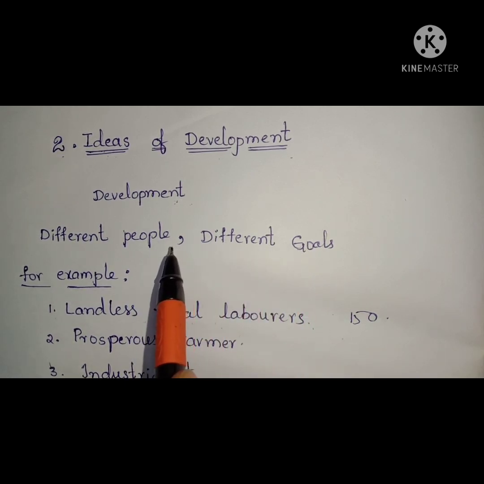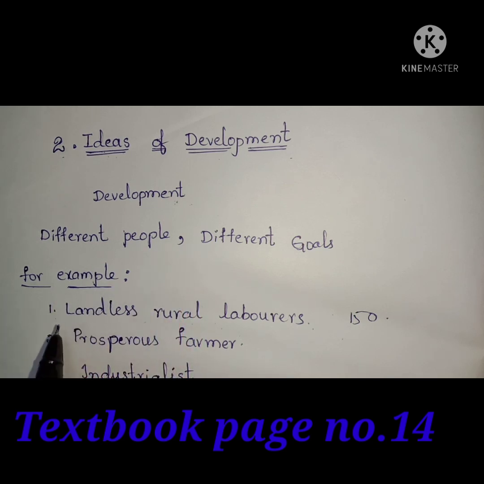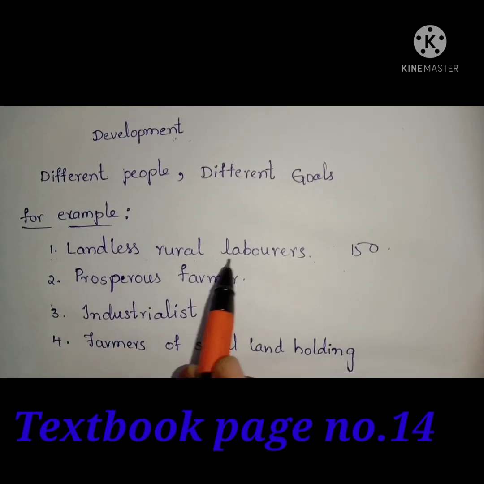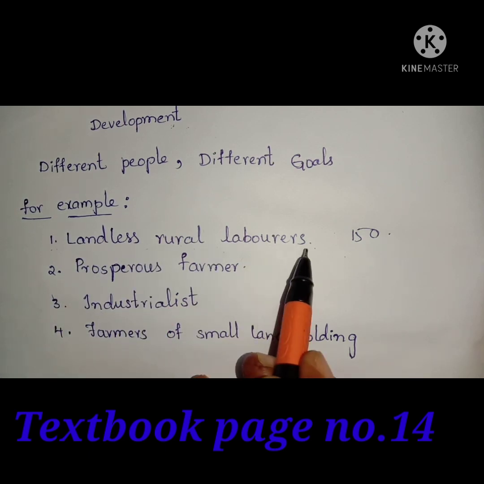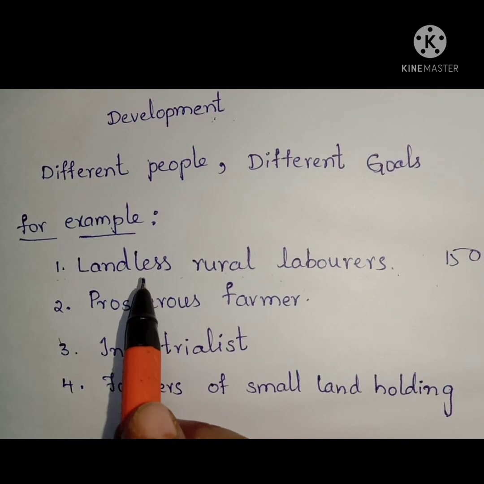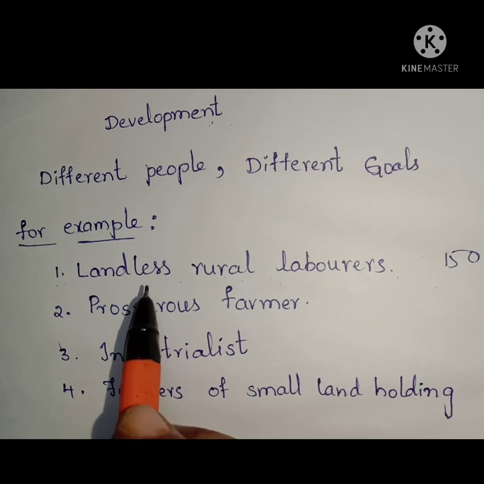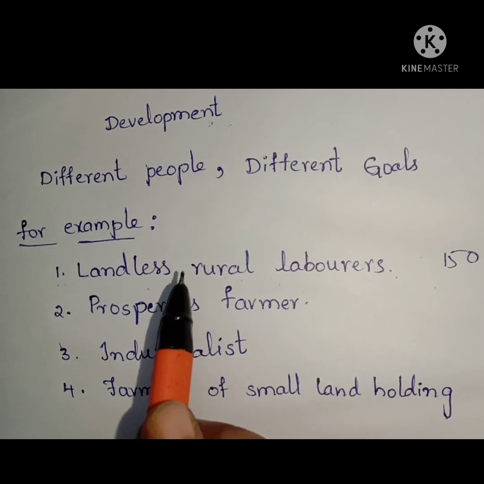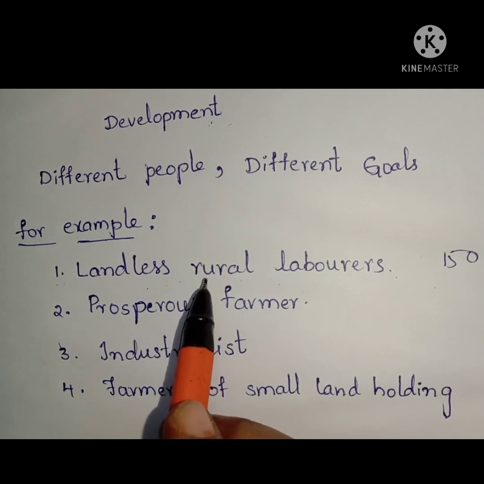Let us try to imagine what development or progress is likely to mean to the different persons listed in the table, page number 14, table 1. For example, the first person, landless rural laborers. Landless rural laborers need better wages, more days of work, and a local school that is able to provide quality education for their children, with no social discrimination.